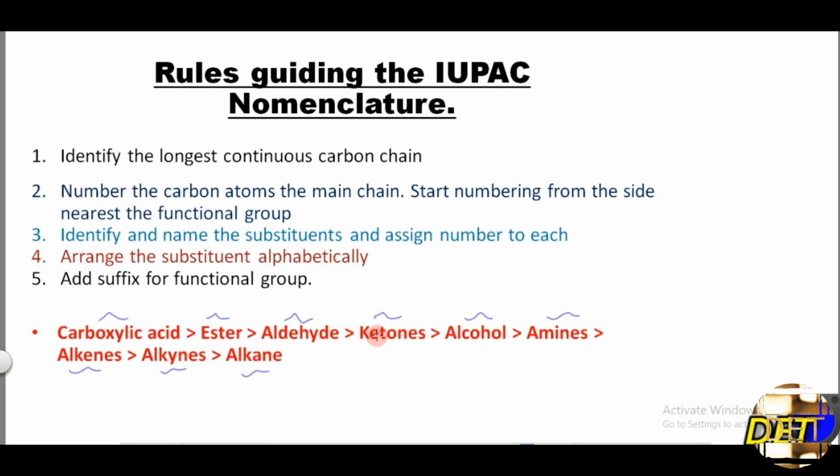It can also come as a question: which of the following is of more priority in IUPAC nomenclature? Any of these can come in. So you should know the one that comes first so that you can get the correct answer. This is the order of the priority of the functional groups.